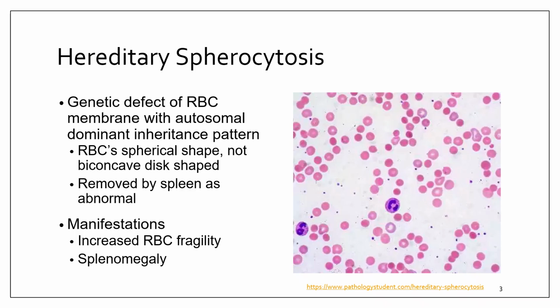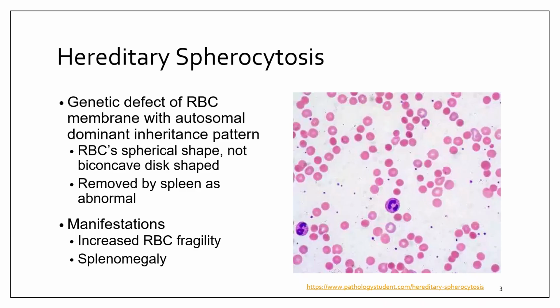The biconcave disc shape isn't just for aesthetics. It provides flexibility, increased surface area, and the ability to squeeze through capillaries and splenic cords. Spherocytes lack that flexibility, so when they reach the spleen, they don't bend, they don't fold, and they get stuck. Because these cells are less deformable and abnormally shaped, the spleen identifies them as defective and removes them prematurely. This leads to extravascular hemolysis, shortened red blood cell lifespan, and chronic anemia.